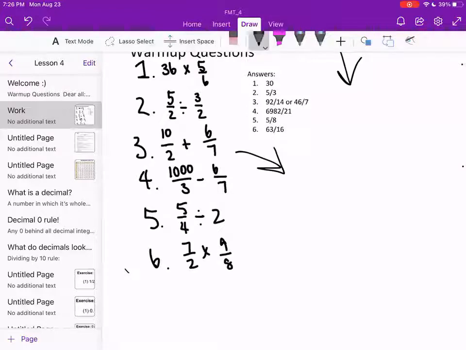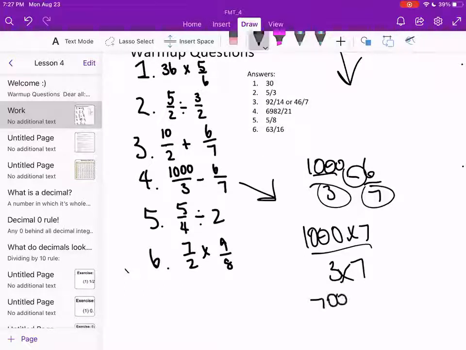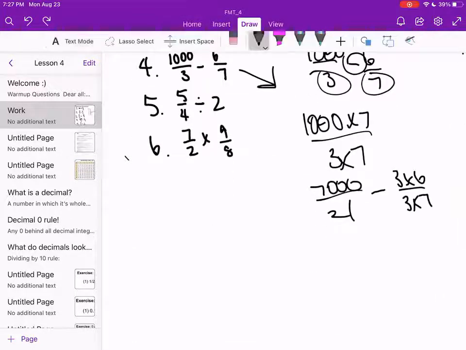Okay, let's go over this question. Two denominators are different again. This is subtraction, so it's the same thing as addition. The process is the same. So let's multiply this by 7, both the numerator and the denominator, so that it's still the same fraction. So we're going to get 7,000 over 21. And then we're going to subtract by 3 times 6 over 3 times 7. So then this is also the same denominator. So then we'll get 7,000 over 21 minus 18 over 21.